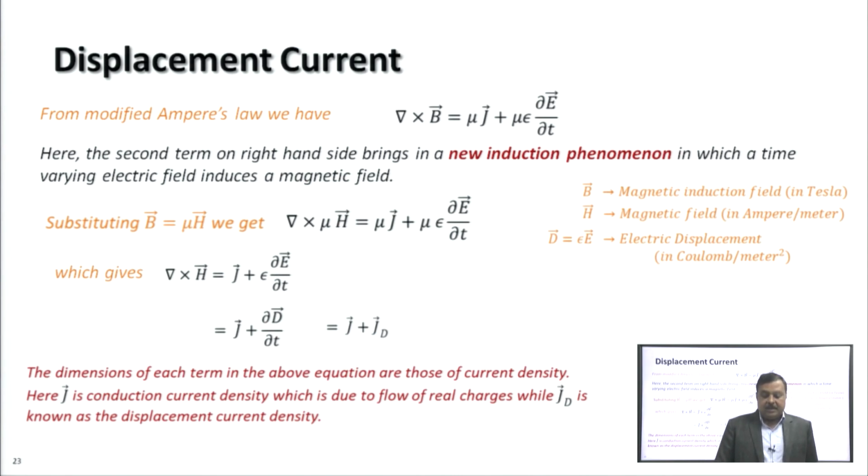Here J is conduction current density, which is due to flow of real charges, while JD is known as displacement current density. JD is called displacement current density. So, what does this represent? Let us understand.